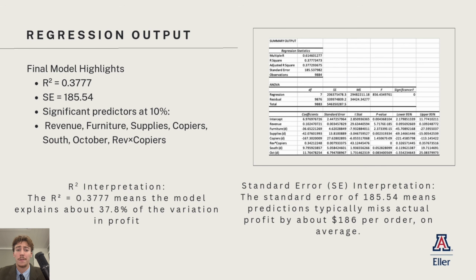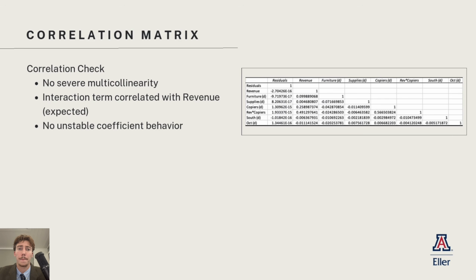At the 10% level, the significant predictors are revenue, furniture, supplies, copiers, South, October, and the revenue by copiers interaction. We also ran a correlation check looking for multicollinearity. We did not find severe multicollinearity among predictors. The interaction term is correlated with revenue, which is expected, and we did not see any unstable coefficient behavior.